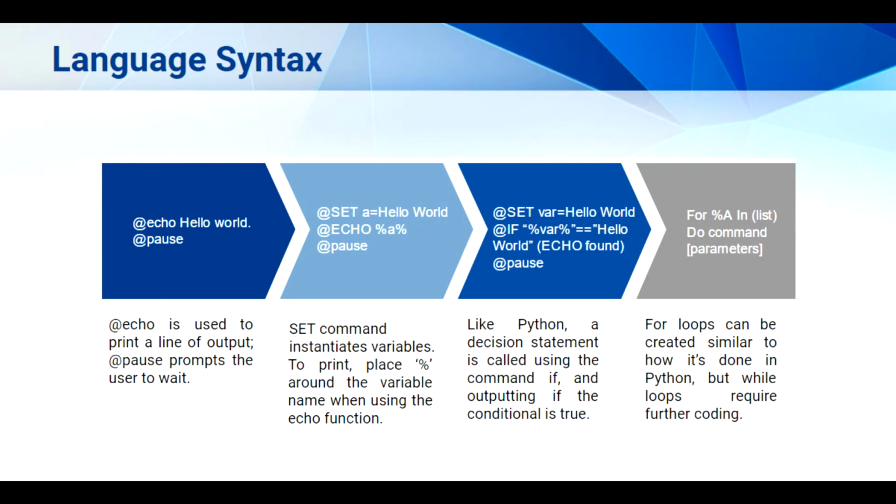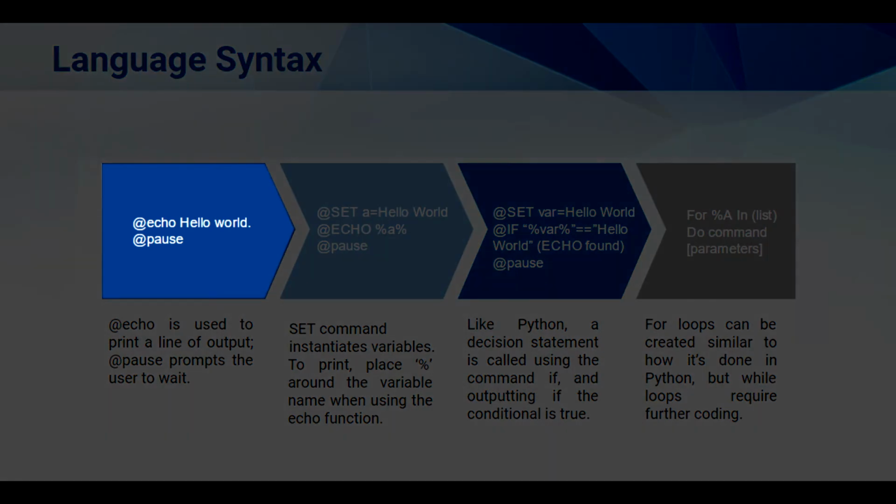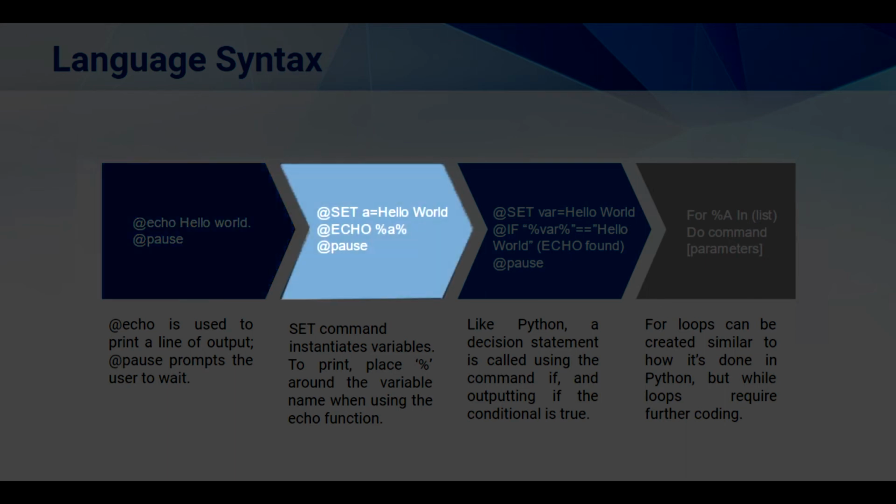So to output a word or variable, you put @echo, and then @echo and a string such as hello world, @pause, would output hello world into the command prompt. To instantiate a variable, you have to use @set. You use @set and the variable name equal to, you cannot have spaces in between, and then hello world for a string, or 5 for an int.